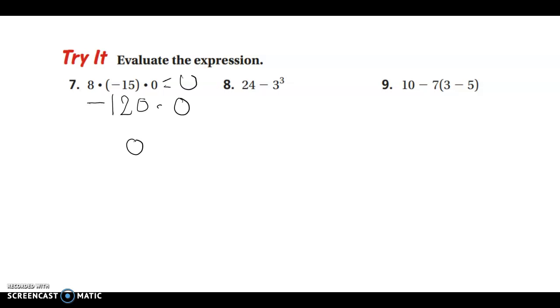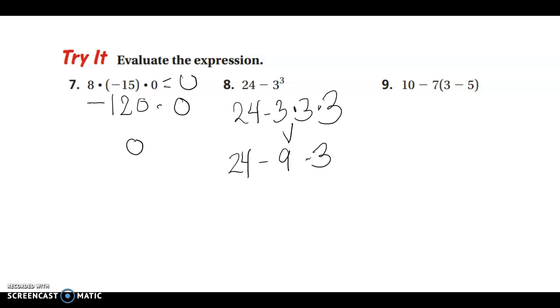24 minus 3 to the power of 3. So I have 24 minus 3 times 3 times 3. 3 times 3 is 9, times 3. Still following order of operations, 9 times 3 is 27. Bring down my minus 24. 24 minus 27 gives me negative 3.